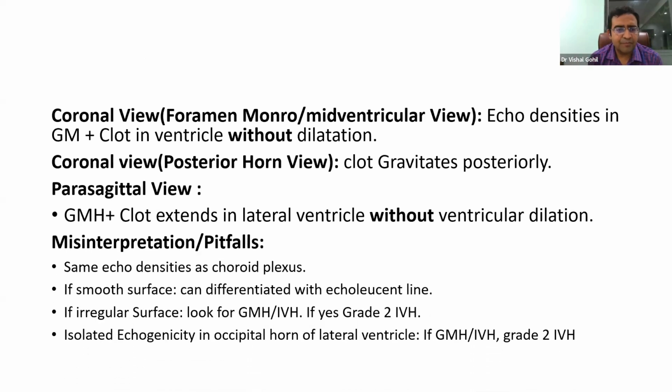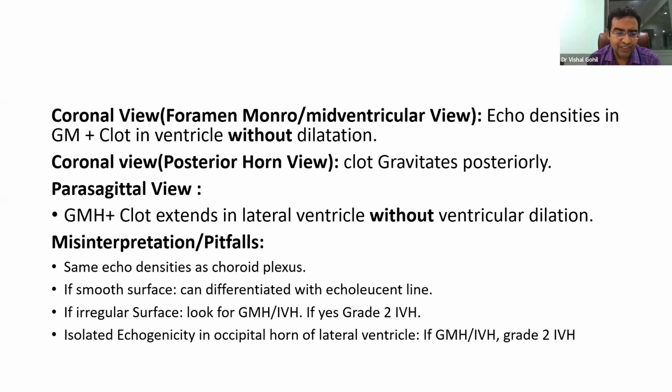And we already discussed the misinterpretation and pitfall there because of the choroid plexus, because the clot has the same echo density as the choroid plexus. So if you see the smooth surface, you can differentiate with the demarcation line between your choroid plexus and the clot. If your choroid plexus surface is irregular, look for the IVH in other parts of the lateral ventricle. If it is there, that means it is a grade 2 IVH. If it is not there, then it is a part of the choroid plexus. Sometimes we call it bulky choroid plexus.